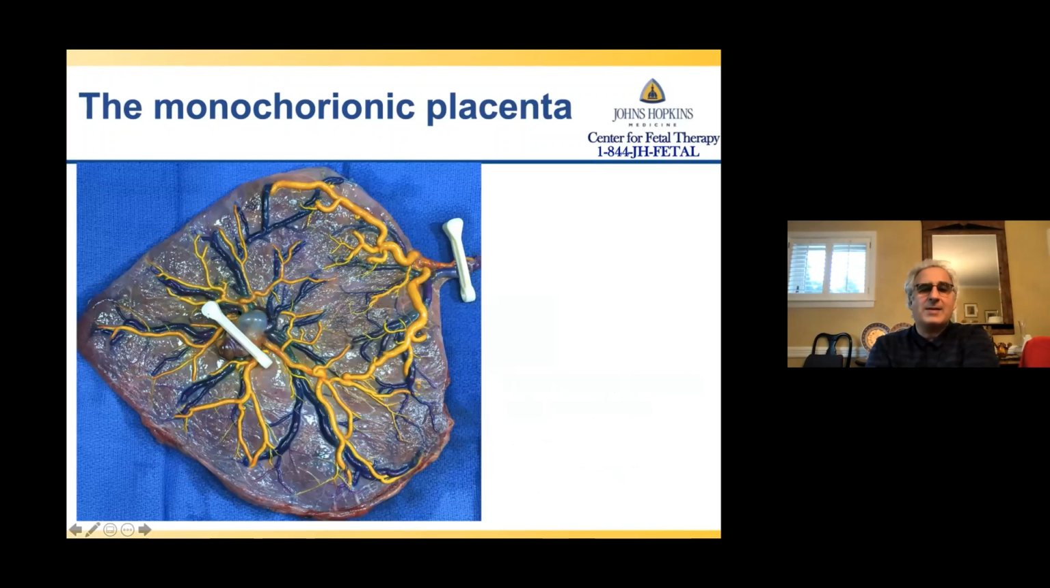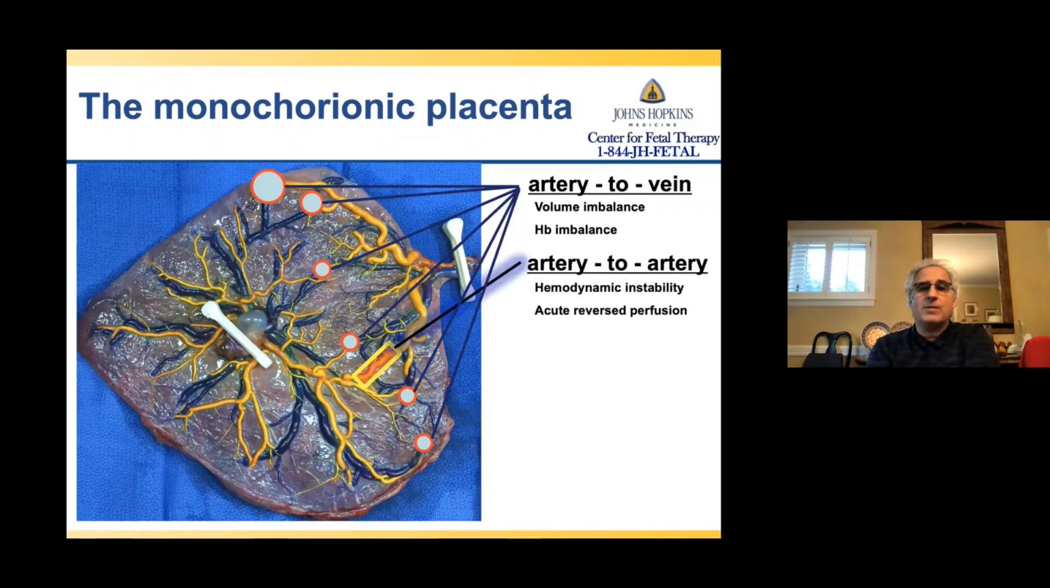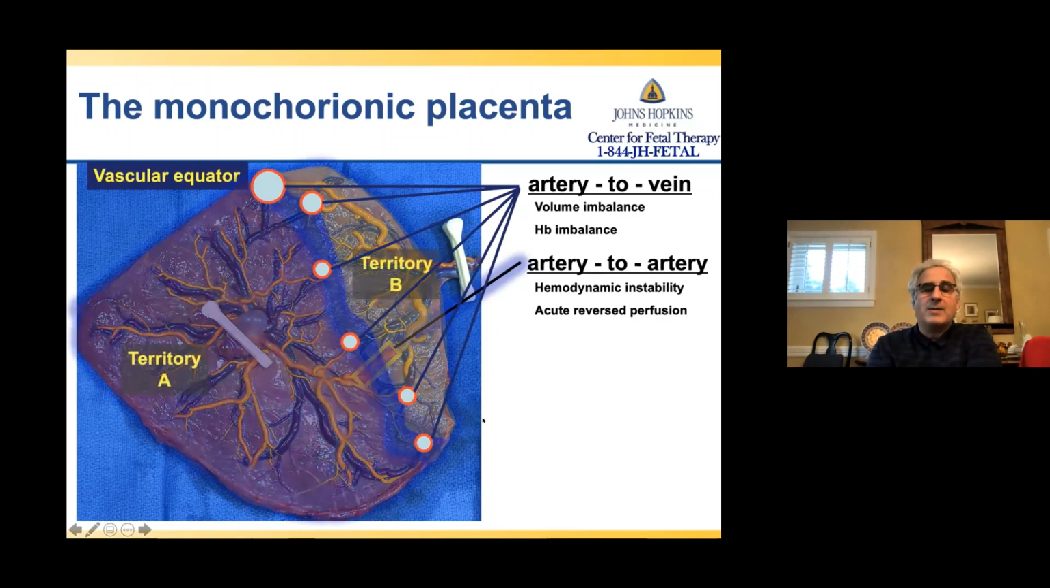Then you have vessels that have been injected, and you see that here is a vessel that comes from this cord insertion that connects with the vessel from this cord insertion. So these vessels allow blood flow from artery to this vein over there, and these are artery to vein anastomosis. They are artery to artery anastomosis, and then where their connecting points are is the vascular equator, and that defines how much nutrition each baby has access to.